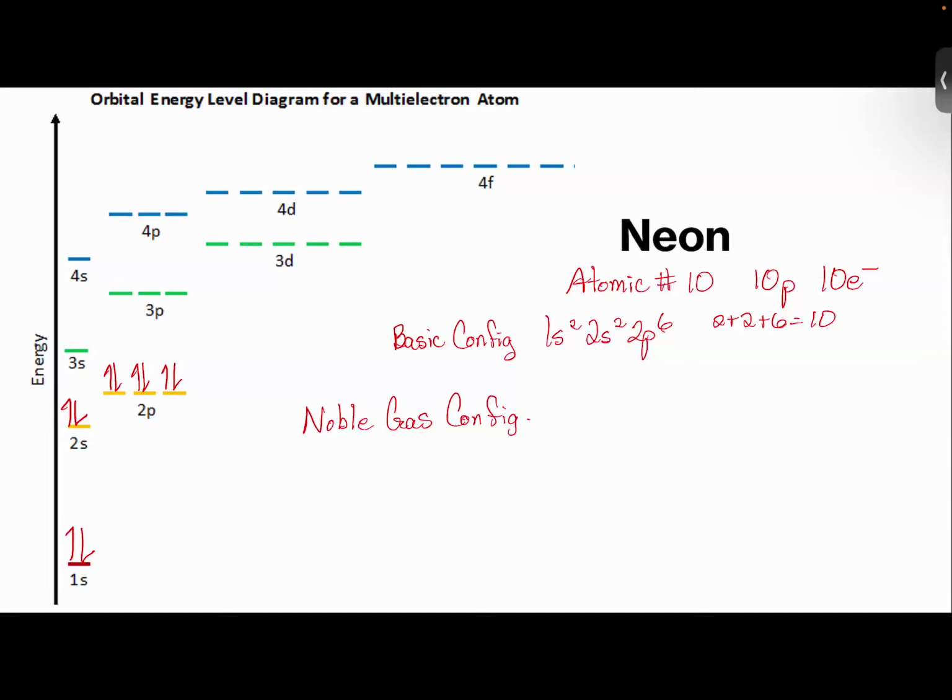In the noble gas configuration, there are 2 parts. The first is the last noble gas will be in brackets. Or I should say the prior noble gas will be in brackets. With electrons not in the noble gas being listed next.